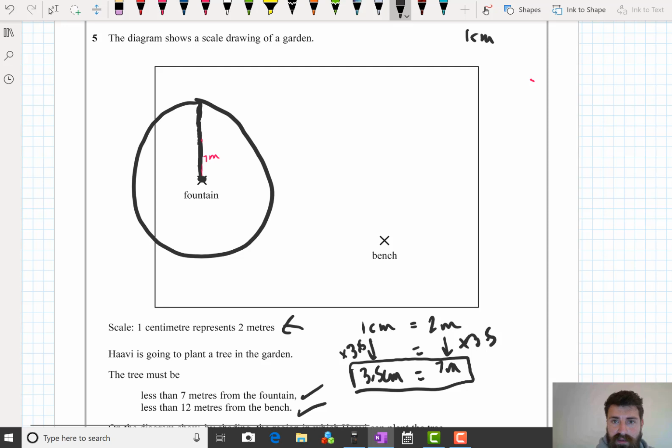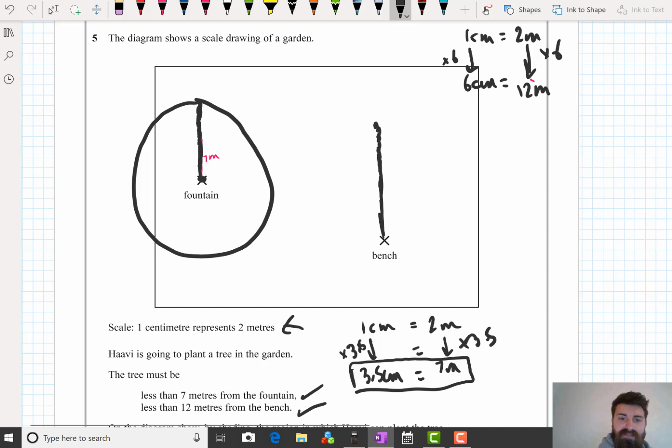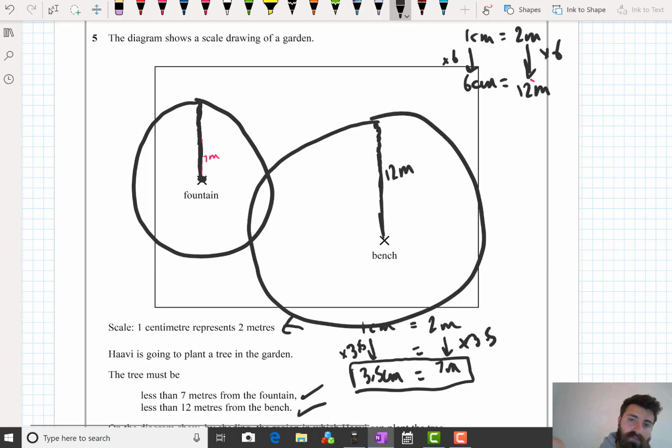All right, so 12 meters, let's see what that is. 1 centimeter equals 2 meters. Oh, that's easy to get that down to 12. You've got to times it by 6, or you could do 12 divided by 2 on the calculator. Times 6. So we want a 6 centimeter line as opposed to a 3.5. So it's about double this original one. So let's pretend it's probably that. There can be our 12 meter. We draw a perfect circle in.